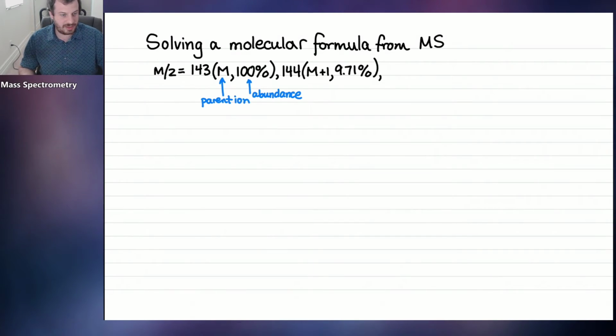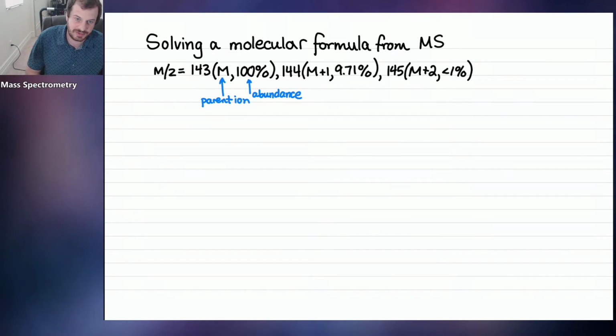And then 145, M plus 2. Now, M plus 2 is usually only relevant if there's a halogen, like chlorine or bromine. As we saw in the previous pages, there can be an M plus 2 peak. But in this example, the data shows that it's less than 1% abundance for the M plus 2 peak. So what can we immediately tell about this molecule's structure just by getting these data points?